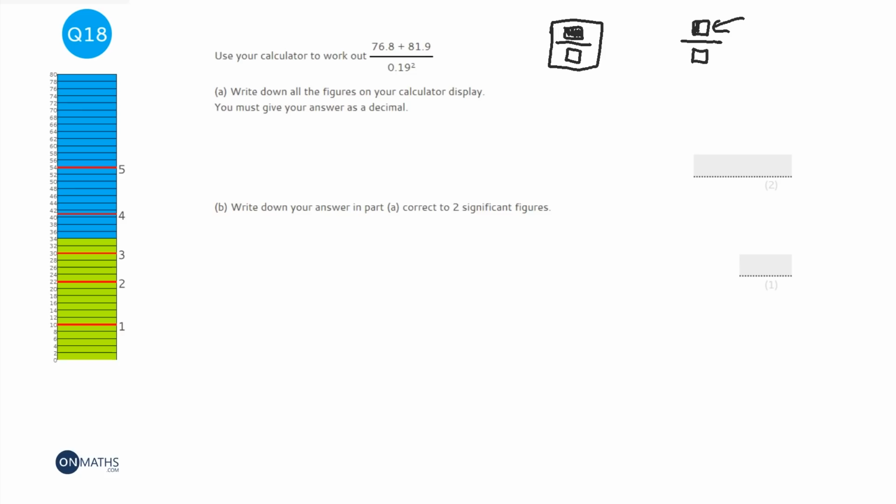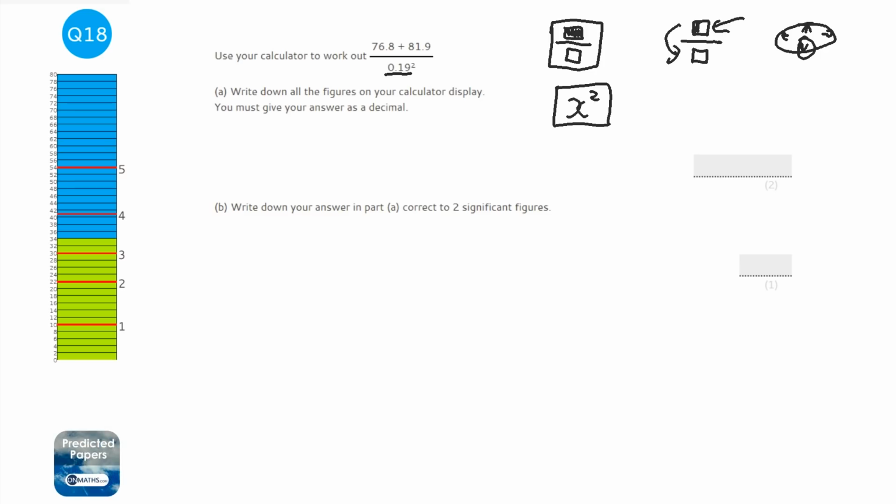So 76.8 plus 81.9. Okay, and so to shift downwards on the Casio calculators, there's a sort of cursor stick, a direction button thing. It's the big blue button beneath the screen on most of the calculators, and you just push the down to go to the denominator of the fraction. And then we need to fill in this bit here, so 0.19. And then to get the squared button, it's on like that. So you just press that, and it looks exactly as it does in the question on the screen, so you know you've got it right.